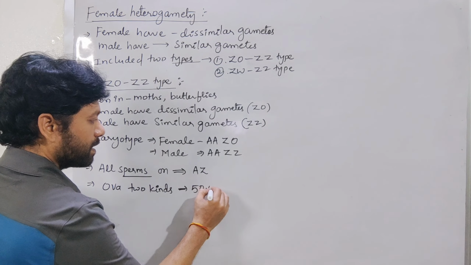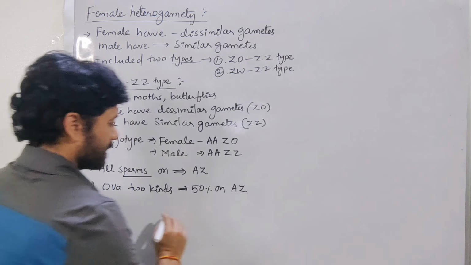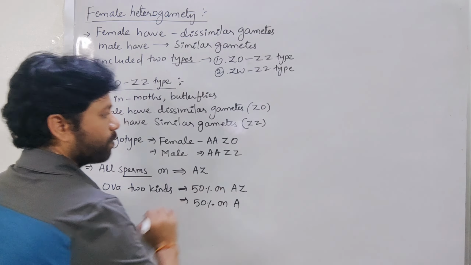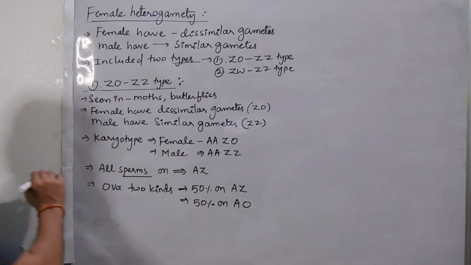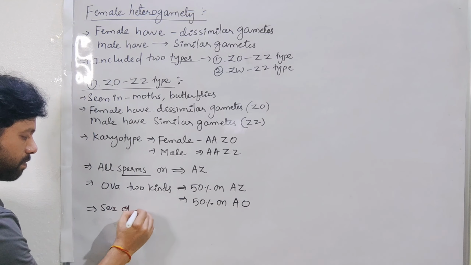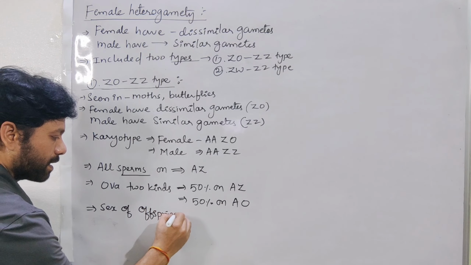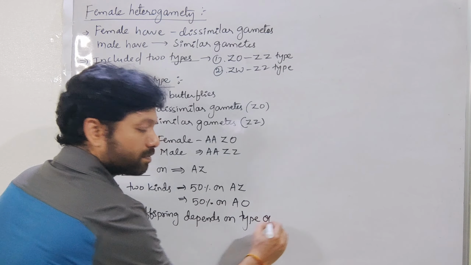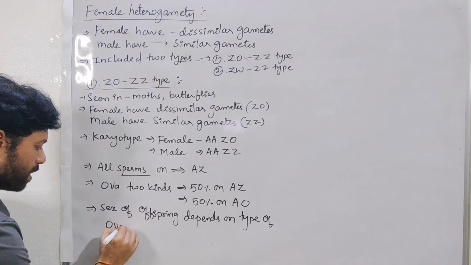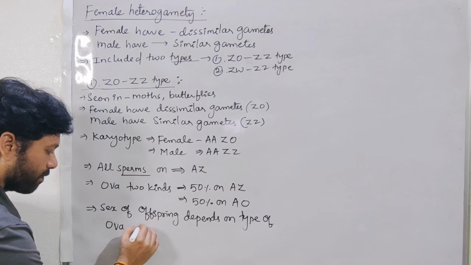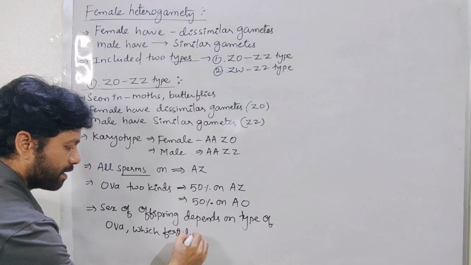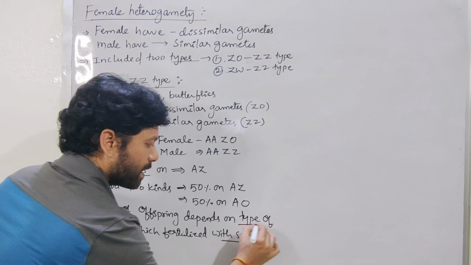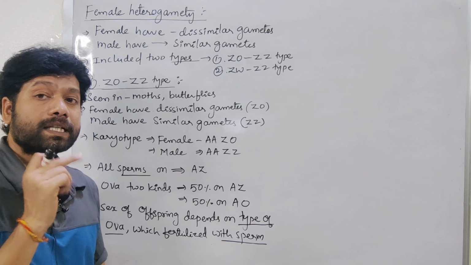So 50% are AZ and the remaining 50% are without one sex chromosome, that is AO. Now the sex of the offspring depends on the type of ova which is fertilized with the sperm. Here it depends on the type of ova; in male heterogamety, it depends on the type of sperm.